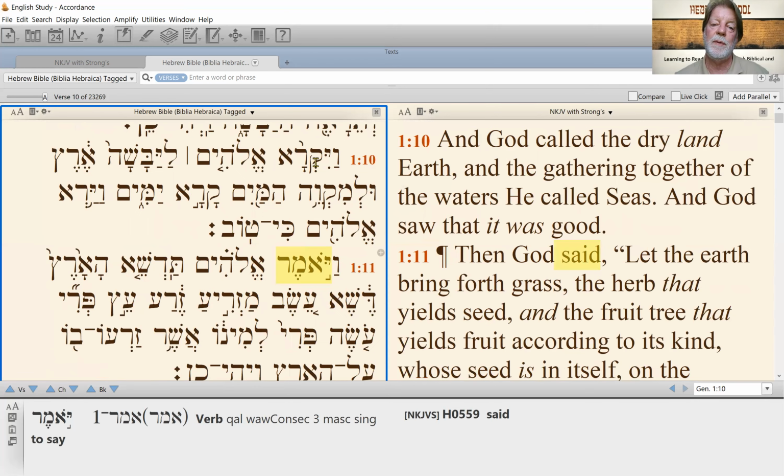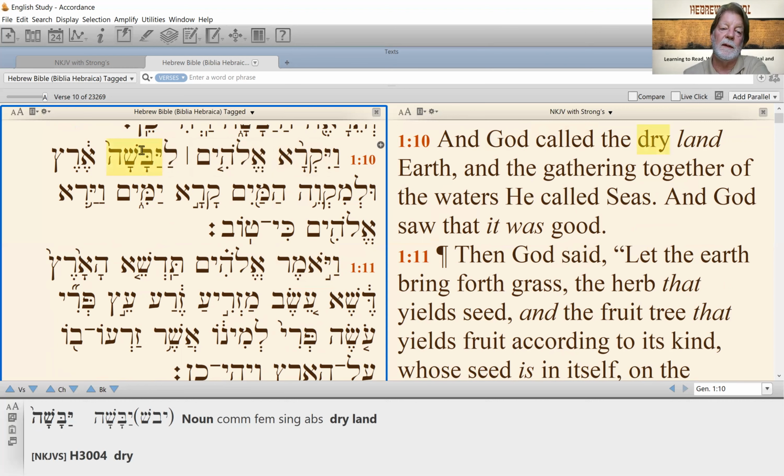Vayikra, and he called, Elohim, God called, La Yavasha, to the dry land, Eretz, that's what he called it, the name of the dry land. He called it Earth. Now, Eretz can mean the planet Earth. As it does here, it means the dry land parts of the earth, the continents. It can also be a reference to a particular land or country. In the Bible, Haaretz, the land, is often a reference to the promised land, the land of Israel.